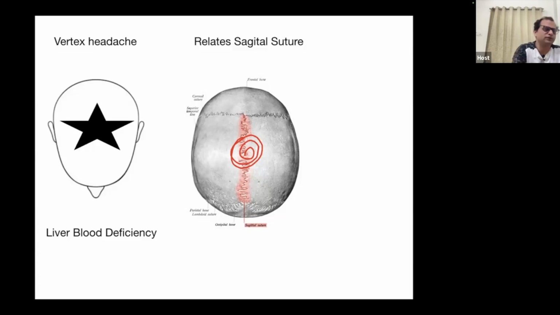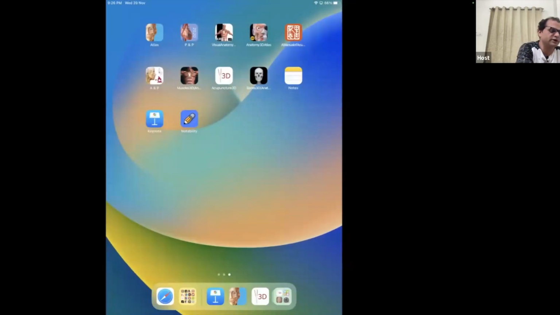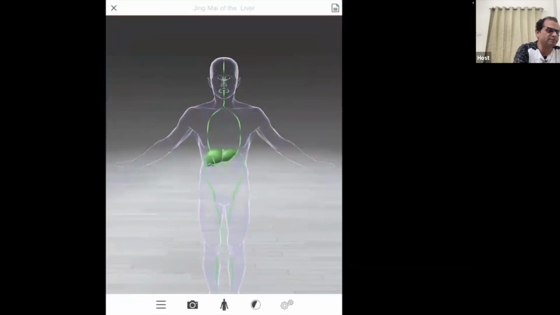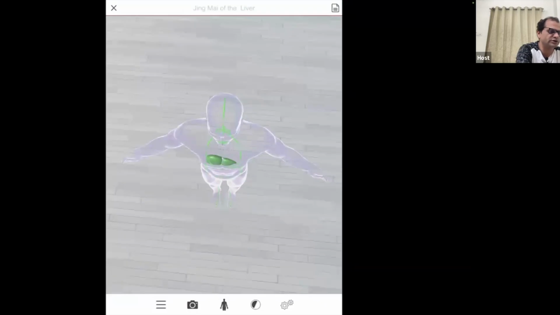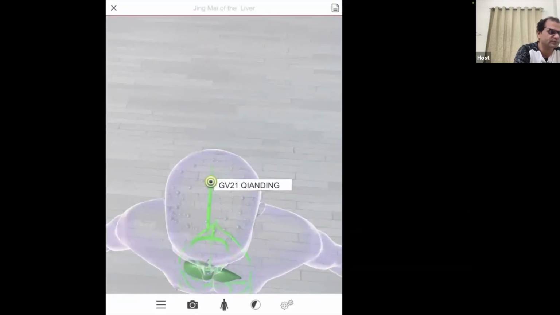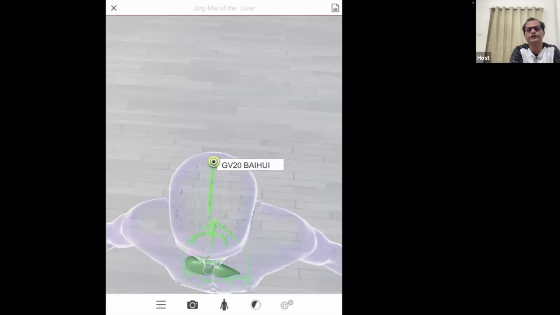So this is the pattern of deficiency, because as per the meridian concept, we know the internal path of the liver meridian reaches D20, Governing Vessel 20.